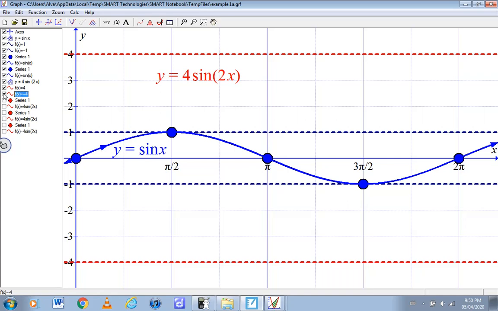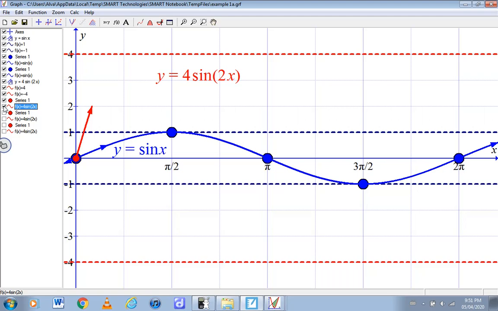I do know as well that sine starts at the origin, and the fact that I stretch things horizontally or vertically doesn't move this start point. Now we need to talk, and by the way, it's going to be going up. Now we need to talk about the period.